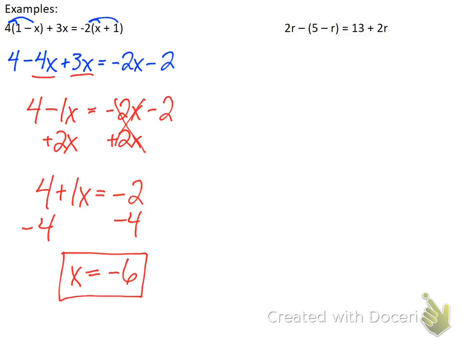The top right example, again, it's going to be one where I am distributing a negative 1. So make sure we understand that if you put a number in front of it, or you're just distributing the negative sign, whichever way you want to think about it. So I get 2r minus 5 plus r is equal to 13 plus 2r.